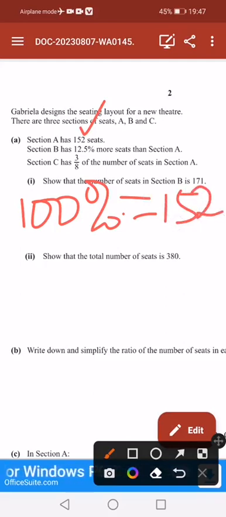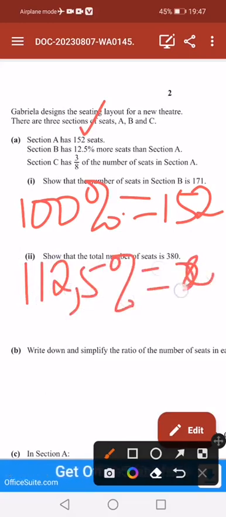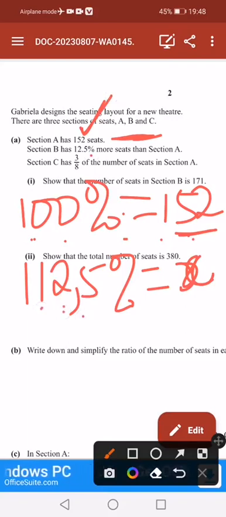Okay, what about 112.5% seats is equal to what? Is equal to x. Why 112.5%? Because they said section B has 12.5% more seats, meaning it is more than this 152. So if 152 is 100%, then the 12.5% more means it becomes 112.5%. Then 112.5% is equivalent to what? Obviously it is going to be more.